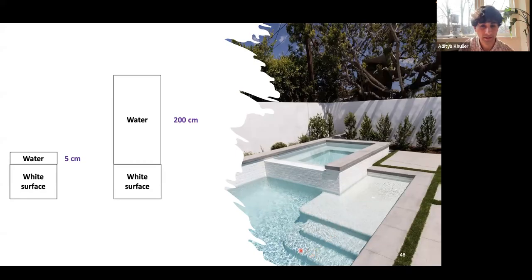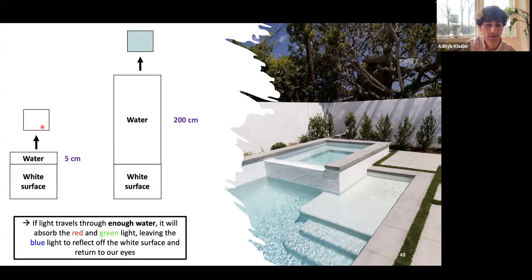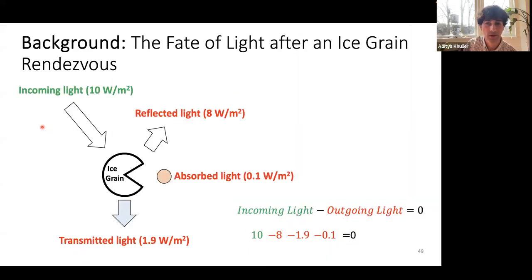So that's what blue light's left behind. And what you get at the surface is white for shallow water. And if you have enough water, then you'll actually make it look blue. It turns out it's about 200 centimeters, or 2 meters. And here's the sort of text explanation: if you have enough water, it'll absorb the red and green, leaving the blue to reflect off the white surface and return to our eyes.